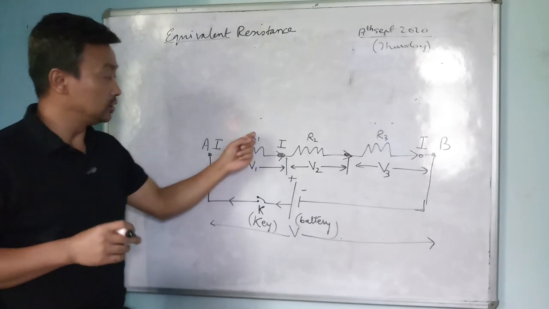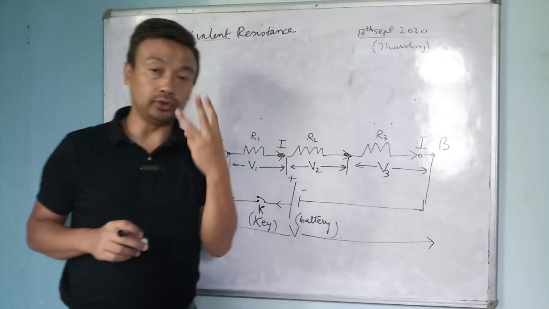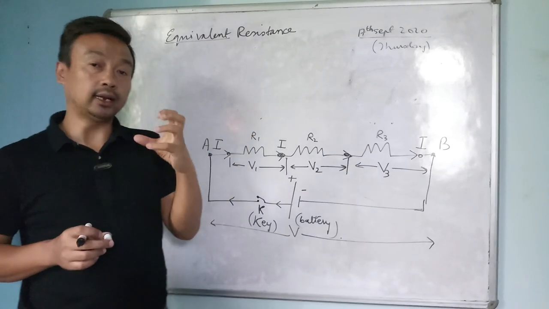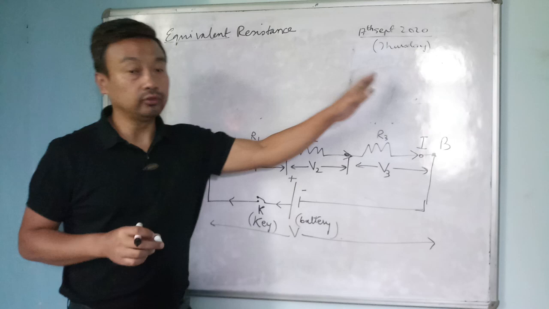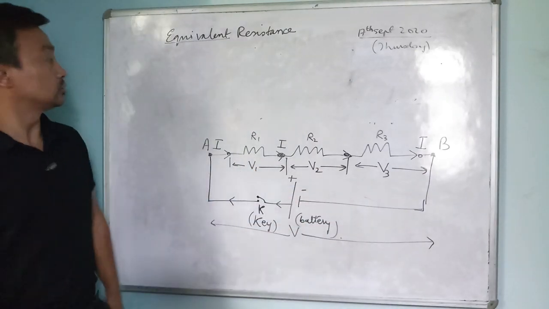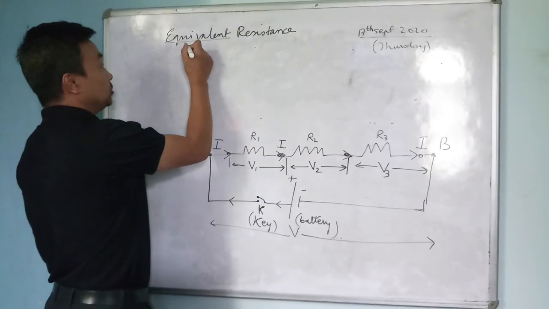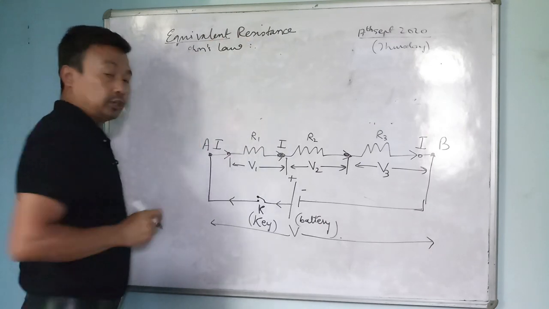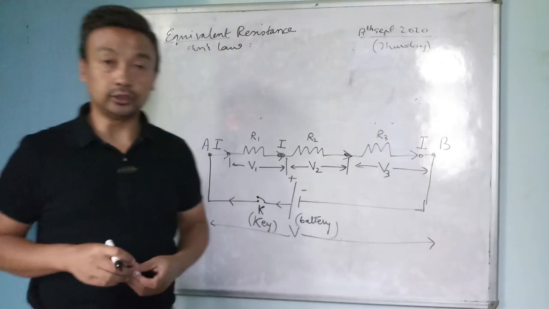Effective means, now see how many resistances are there? 3. So they can be combined and made into one. That one will be the equivalent resistance of the entire circuit. For that we have to use Ohm's law. So I am going to derive how you are going to get this.